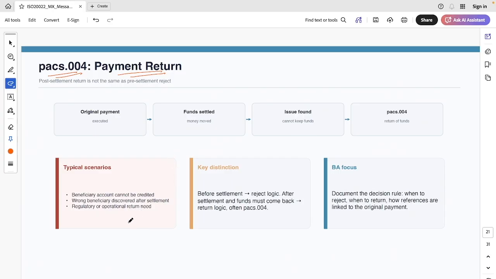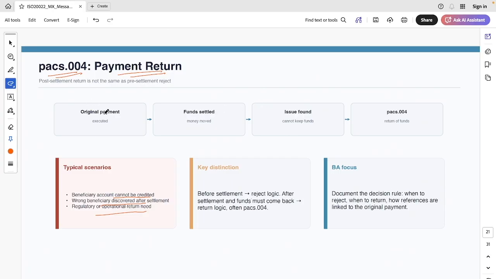For example, the original payment was executed, later an issue was found, maybe the beneficiary account cannot be credited, maybe the wrong beneficiary details were discovered after settlement, maybe there is a regulatory or operational reason why the funds must be returned. In that case, the return of funds logic is triggered. The return must refer to the original payment so that the systems and operation teams can understand what is being returned and why.